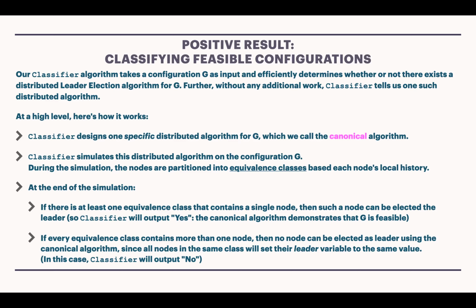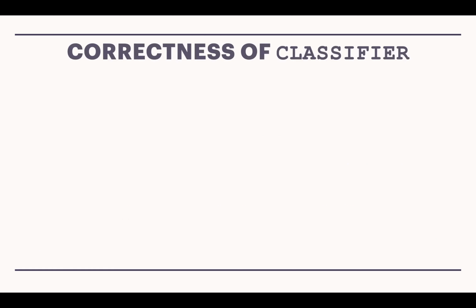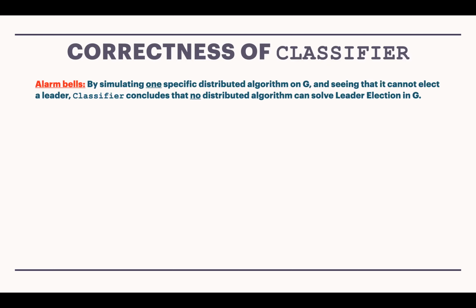All right, so that begs the question, is classifier correct? Probably by now there are some alarm bells going off in your head, because classifier is simulating one specific distributed algorithm on G. It sees that this specific algorithm cannot elect a leader, and yet it concludes that no distributed algorithm can solve leader election in G. This is where I think the most interesting part of the paper is, because rather than needing to simulate or figure out whether every distributed algorithm on G could elect a leader or not, the classifier is just trying one particular algorithm and basing its conclusion on that.